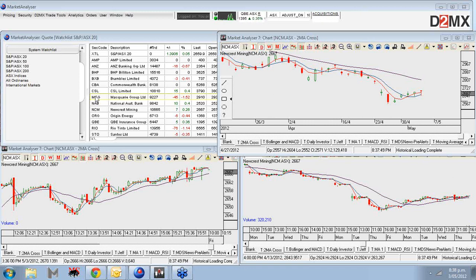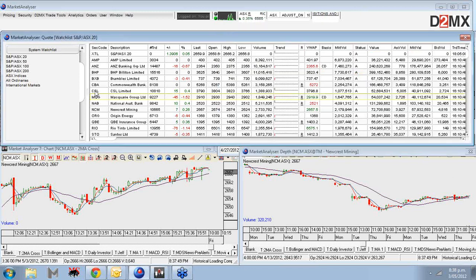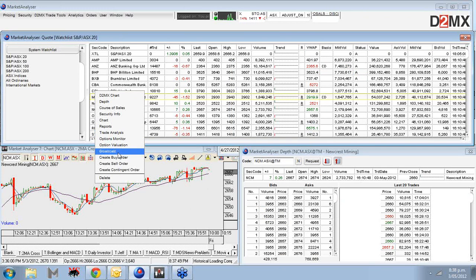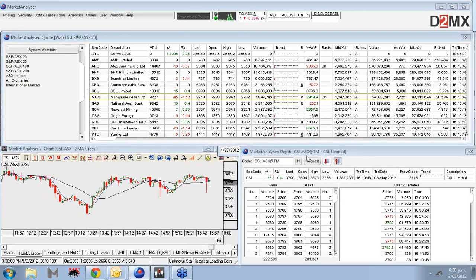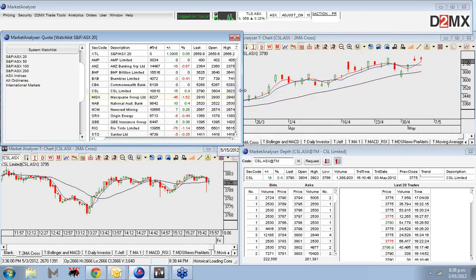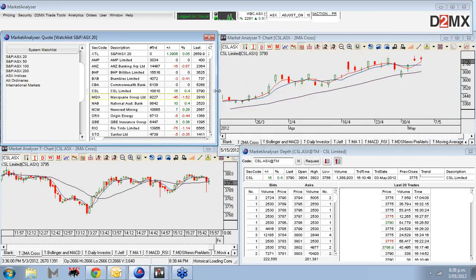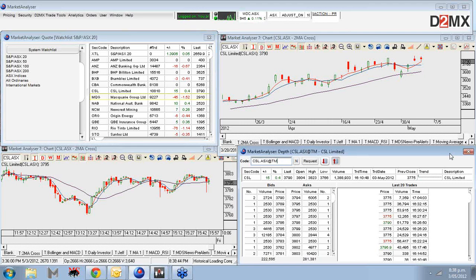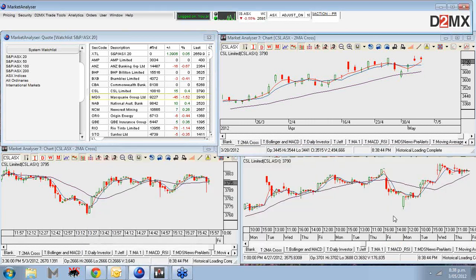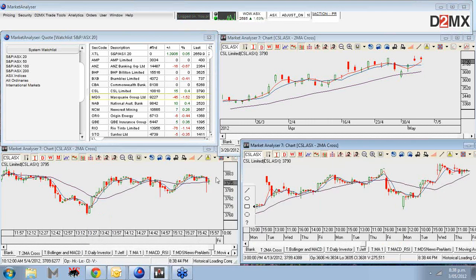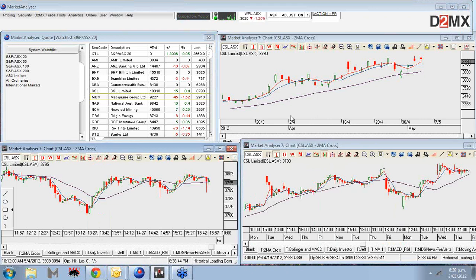If I right click on any share, I can broadcast it into all of those charts. Now the way that I've set up the screen, you see that these 2 disappear. Either I can uncover them so that they're always visible, and I can move the depth, or I can bring them to the front and cover over what's in behind. So there's a couple of ways to lay out your screen and get it set up for how you want to use it.